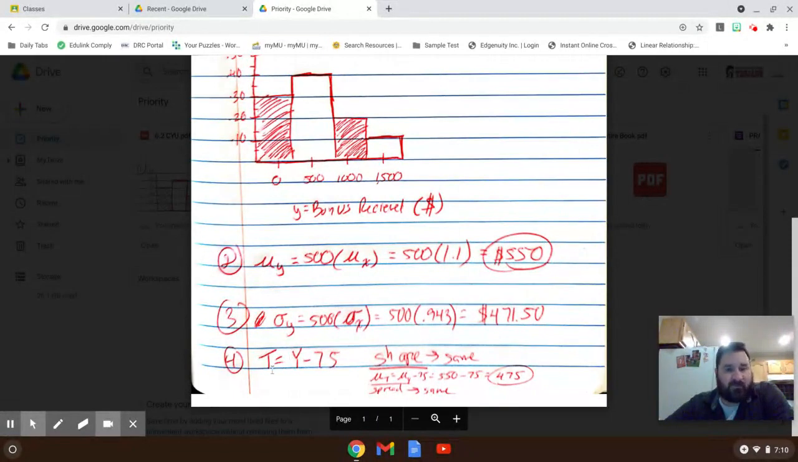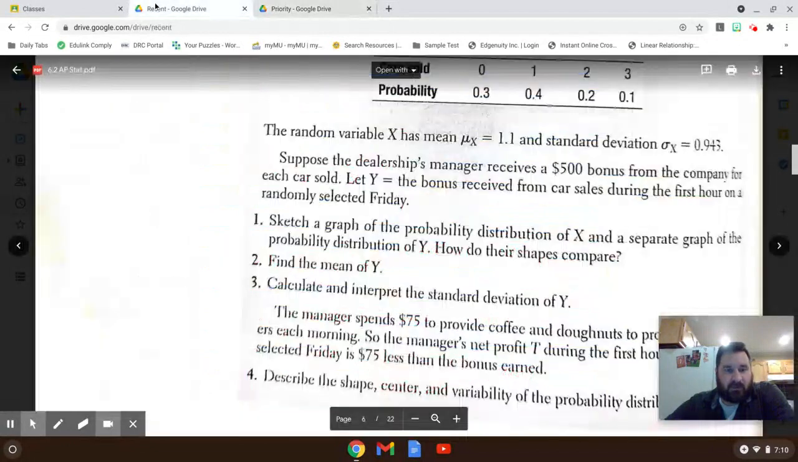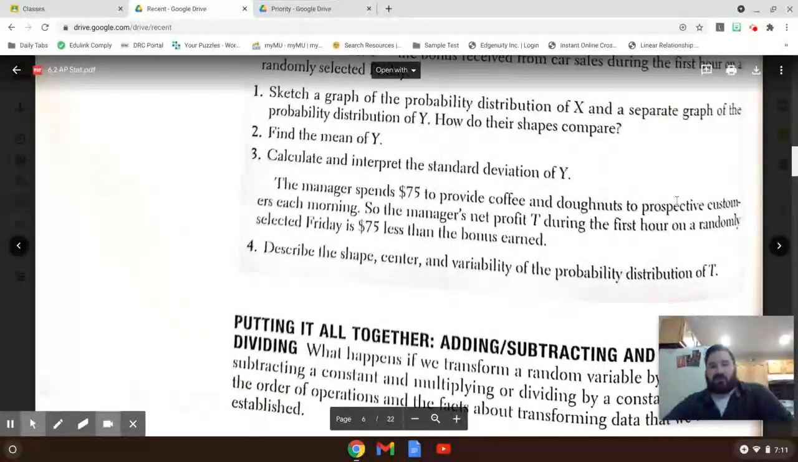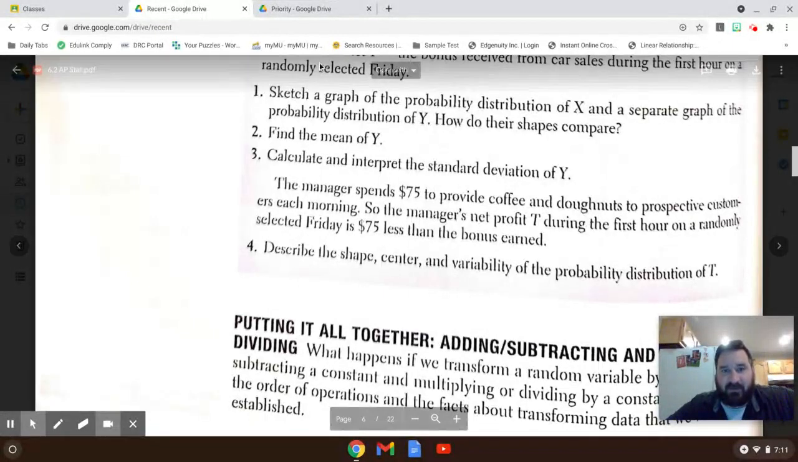And last thing here, number 4. So we have a new little wrinkle. The manager spends $75 to provide coffee and donuts. So the manager is now spending $75, and that has to come out of the bonus, right? So describe the shape, center, and variability.